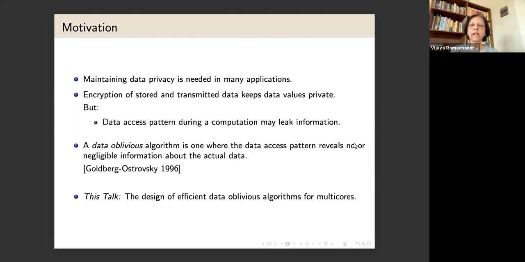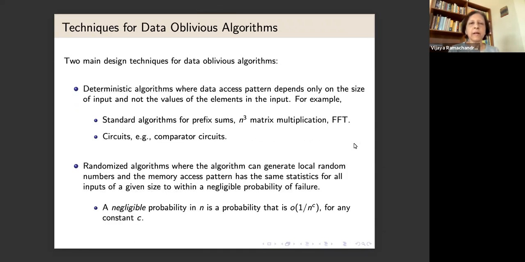A data oblivious algorithm is one where the data access pattern reveals no or negligible information about the actual data. This concept was first introduced by Goldberg-Ostrovsky in 1996 and has been refined in many ways since then. I will talk about the design of efficient data oblivious algorithms for multicores. Now, there are two main design techniques for data oblivious algorithms.